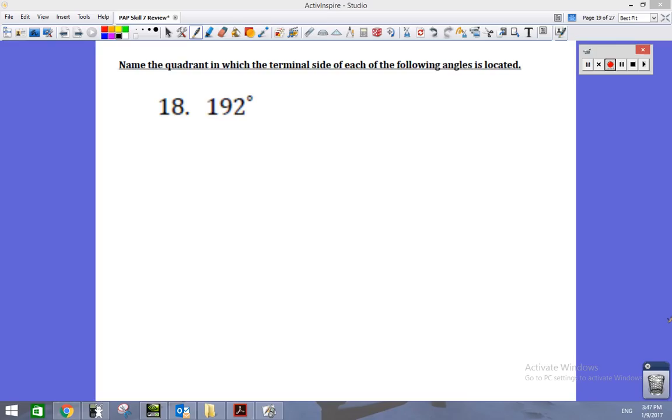So let's see. We're looking at the review for skill packet 7. Here in problem number 18 and 19, they want me to identify what quadrant the terminal side of this angle lies in. Remember that an angle that's written in standard position has the initial side that coincides with the positive x-axis.